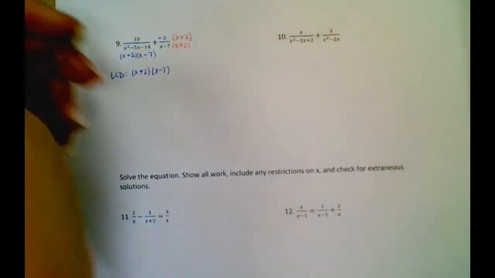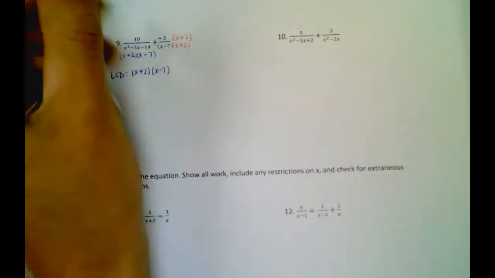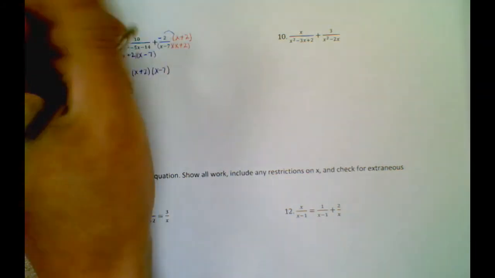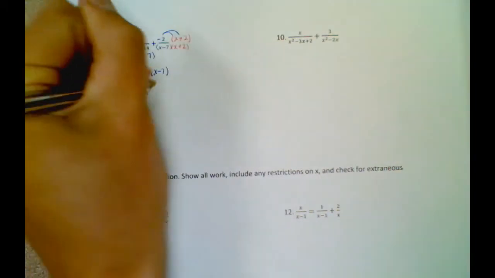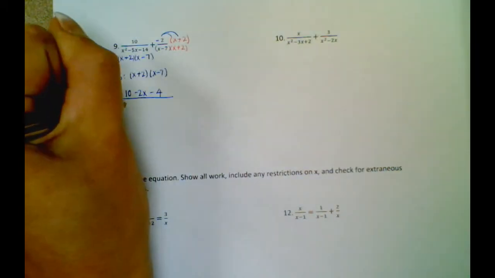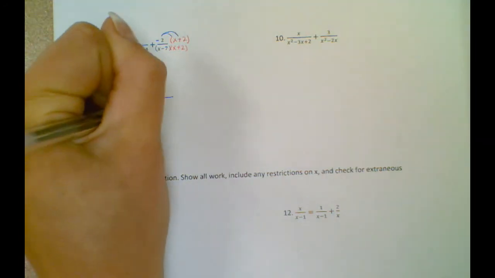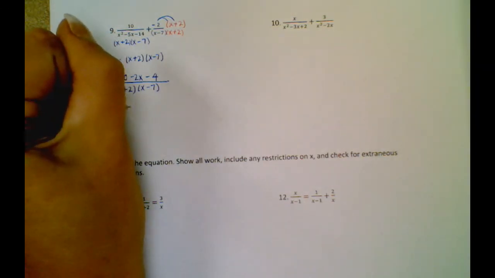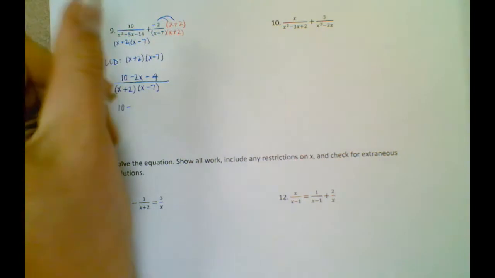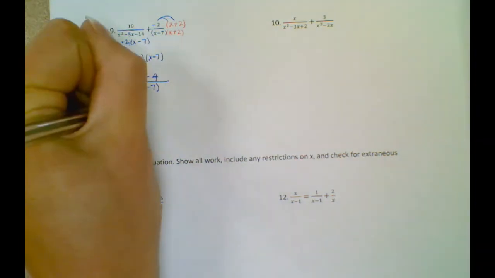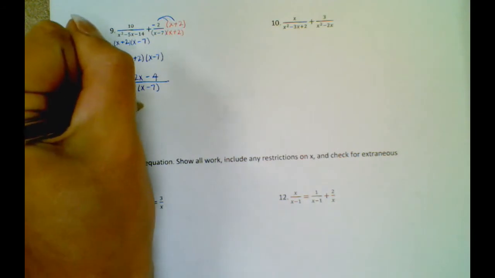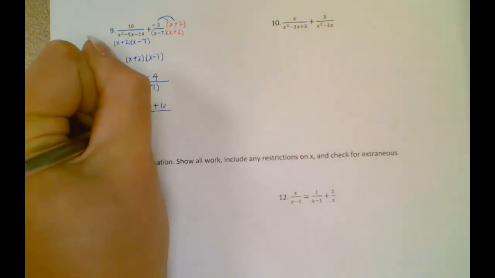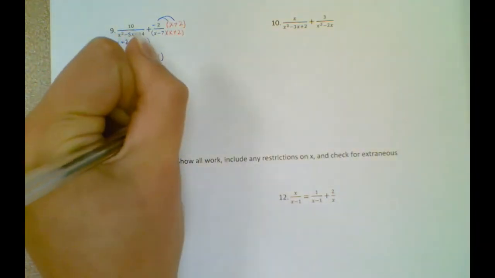Alrighty, now I'm ready to simplify this. So now these have common denominators, right? So this is just 10, because we didn't do anything to it. Minus 2x minus 4 all over x plus 2 times x minus 7, which gives me 10... wait, no, that's 6. Hold on, mistake. I'm going to write the x term first. So this gives you negative 2x, 10 minus 4 is 6. There we go. Let's see, x plus 2, x minus 7.